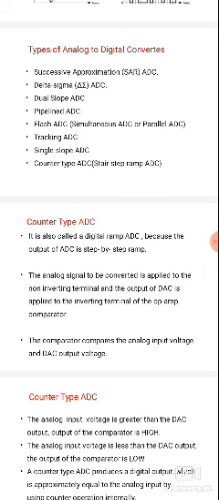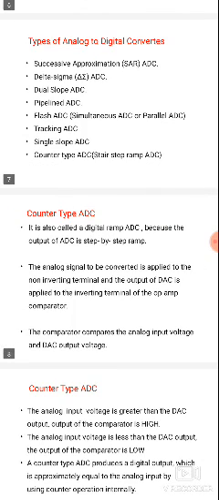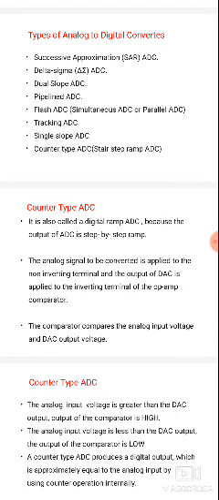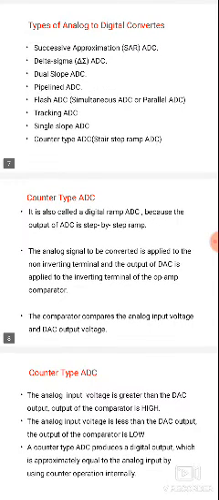Next, single slope. Here we are using dual slope and single slope. The dual slope is also an analog to digital converter method, and single slope is also an analog to digital converter method. And the last one is the counter type. The counter type analog to digital converter is also known as the staircase or step ramp analog to digital converter.